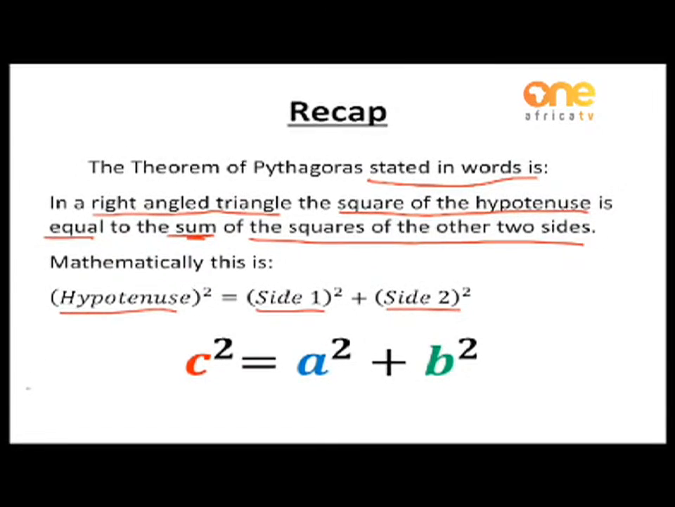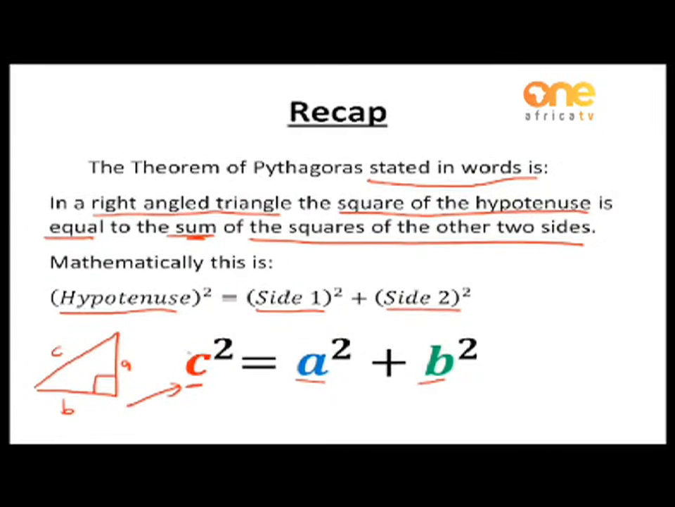Or, if you want to draw the triangle, so you have a right angle, you have your hypotenuse, you have side 1 and side 2, then you get this formula. This is the most common way to represent it, so it's nice and convenient. Just make sure C is your hypotenuse, and A, make sure it's the side that isn't the hypotenuse, and B is the other side that isn't the hypotenuse.